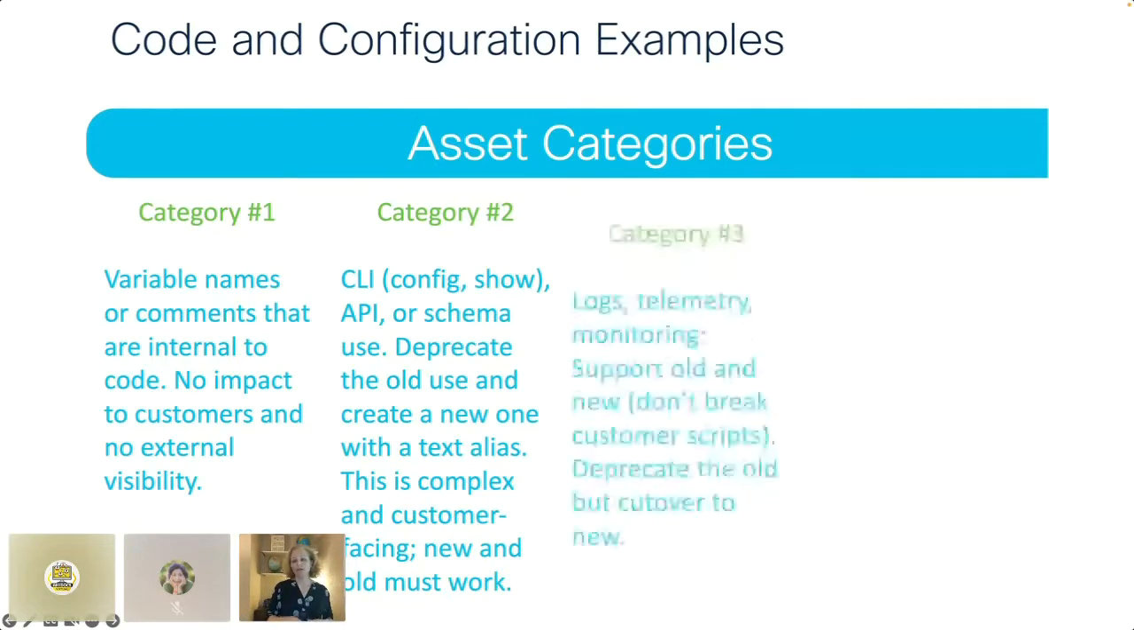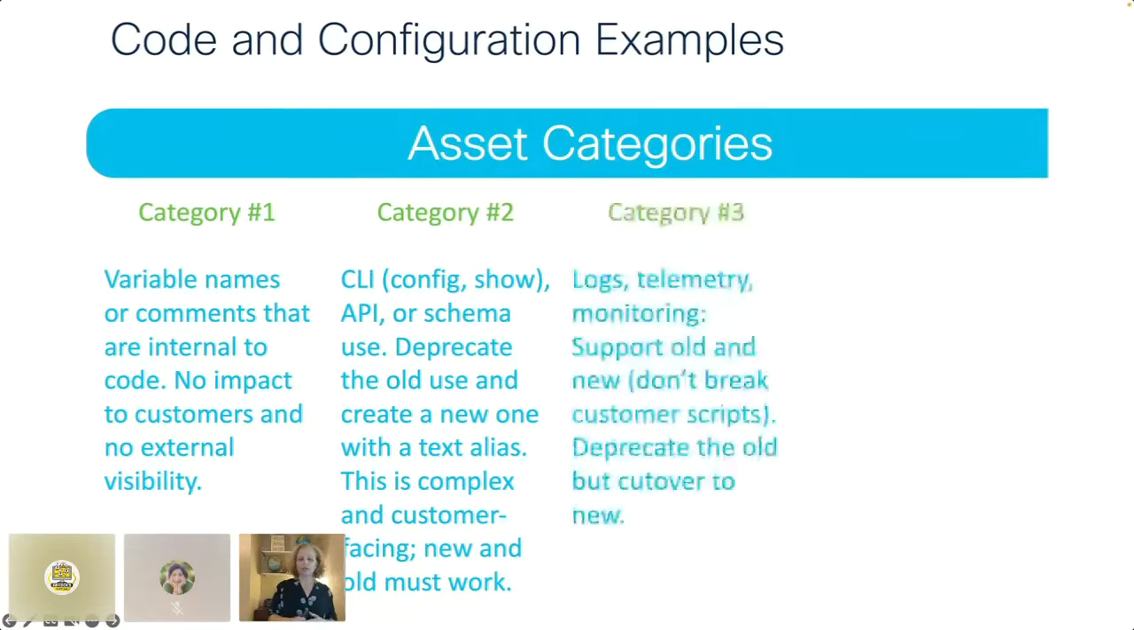Then there's category three. That is the output that comes out. You can oftentimes think of this as a Band-Aid rip-off. I have an example of that where it's output. If someone had written a script and was looking for a term in the output JSON from the API, you could just support old and new, and you just wouldn't break your customer who's writing against some JSON coming from the API as a response. So you can just cut over.